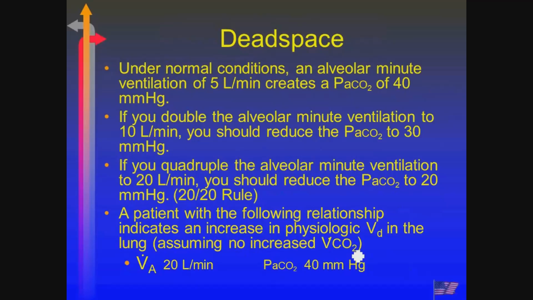Under normal conditions, that alveolar ventilation, 4 to 5 liters, creates a PaCO2 of 40. If you were to double the alveolar minute ventilation, the PaCO2 would drop to about 30. If you quadruple alveolar minute ventilation, going from 5 to 20, you reduce the PCO2 in half, from 40 down to 20. This is called the 20-20 rule.